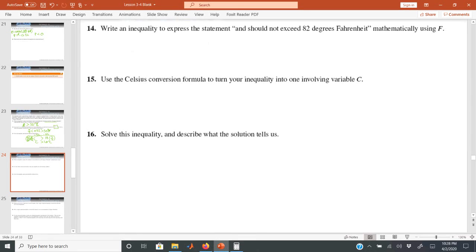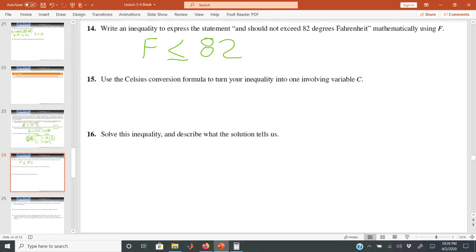Try number 14. Restart the video when you have finished that. Should not exceed 82 degrees Fahrenheit, mathematically. So we're going to say F. And should not exceed means it can't go over. So we want F to be less than 82 degrees Fahrenheit. And I want to get a little technical here. It says should not exceed 82, which means it can be 82.